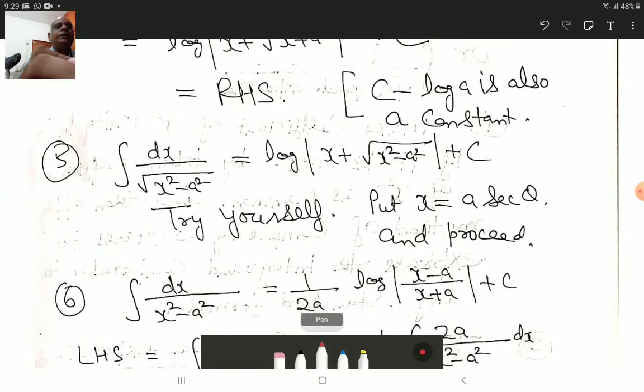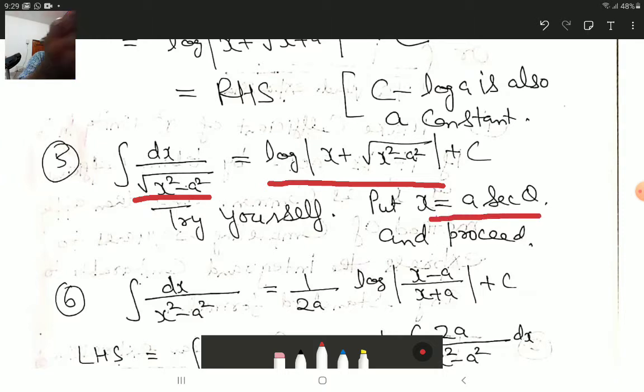Integration of dx upon square root of x square minus a square, its formula is log of modulus of x plus square root of x square minus a square plus c. You can try it yourself. For this you will have to put x is equal to a sec theta and then proceed in the similar manner. Let's now come to formula number 6.